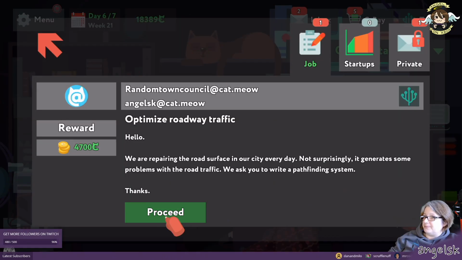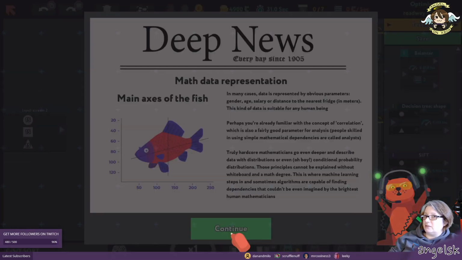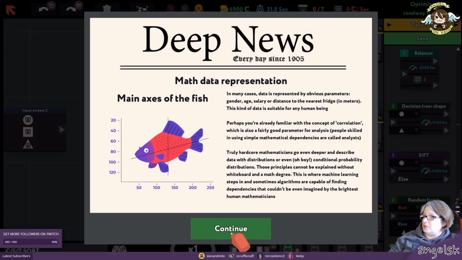Traffic optimization. Repairing the road surface. We need a pathfinding. Deep news. Math, data, representation. Main axis of a fish.